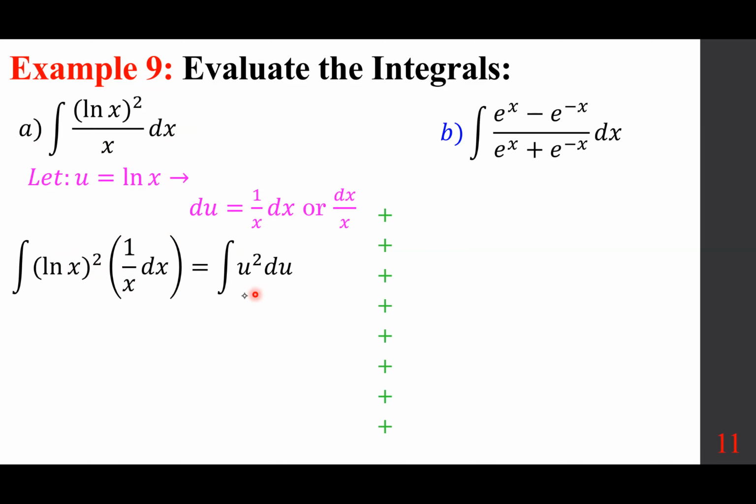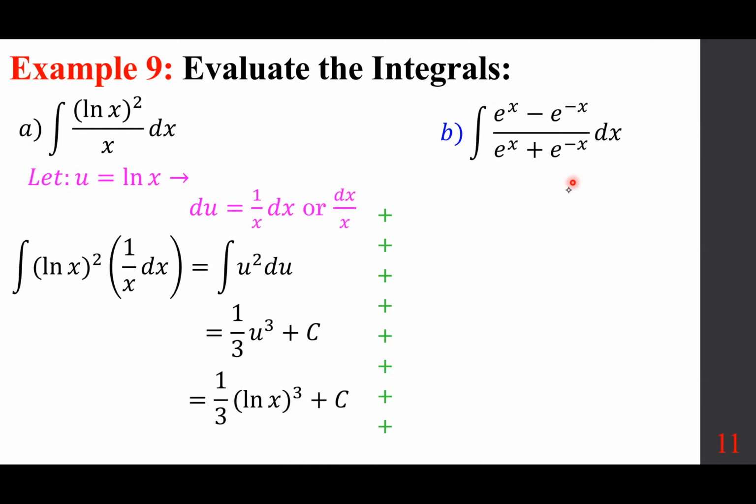It uses the power rule, 1/3 u cubed plus a c, and replace the u with ln x. And I've mentioned that you must put it in a parenthesis and keep it. Otherwise, ln of x cubed without the parenthesis means 3 ln x, so don't mix it.